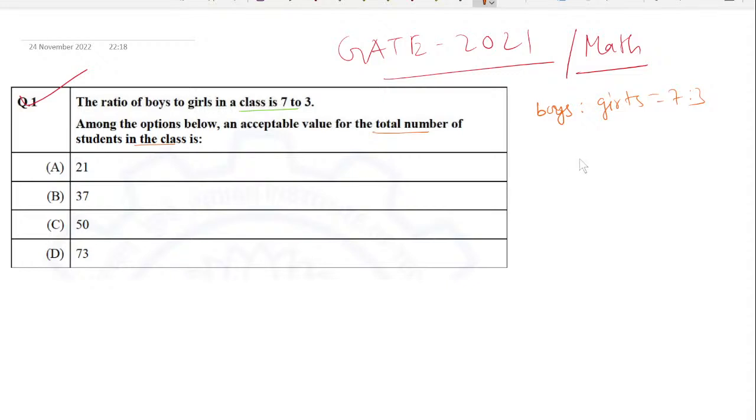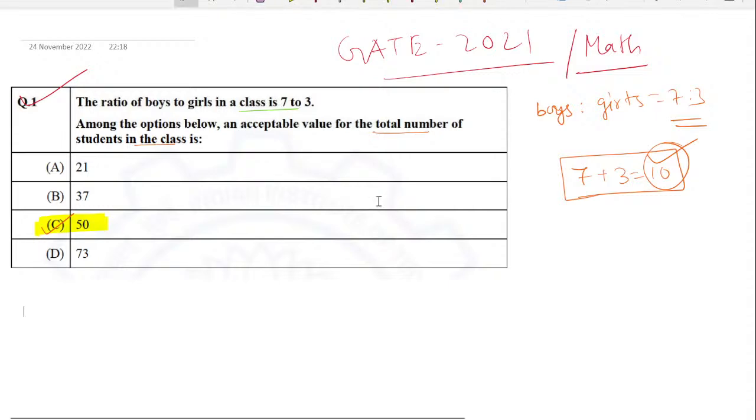Okay, so in ratio and proportion, we first calculate the sum of these two, that is 7 plus 3, which is equal to 10. Okay, and the total number of students must be divisible by this 10. Then in the options, only one option, option C, 50, is divisible by 10. Okay, so C is our correct answer. Now we go to the next question, question number 2.